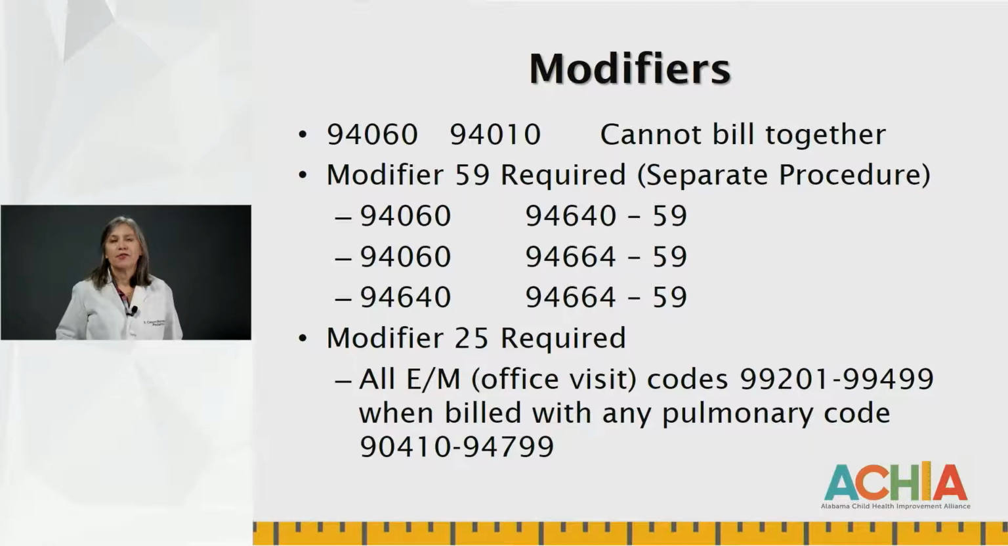Be aware that the first two, which are spirometry and pre and post spirometry, cannot be billed together. But if you are going to do separate procedures, such as a pre and post spirometry and an inhalation treatment, you would use a modifier 59. And you want to use a modifier 25, and it is now required if you're going to do any office visit codes 99201 through 99499 if you're billing with a pulmonary code, as you see listed there.